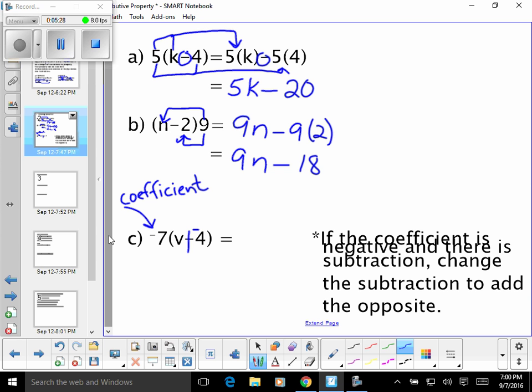Now we can distribute -7 times v. -7 times that v. Notice it's a plus sign now. -7 times -4. -7 times v is -7v plus -7 times -4 is going to be +28.